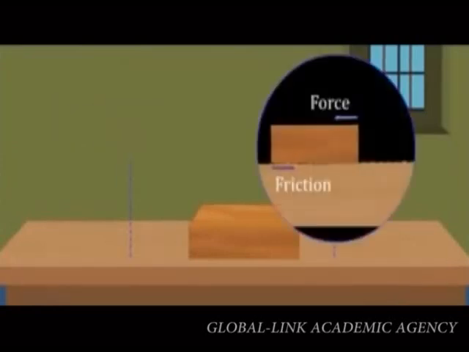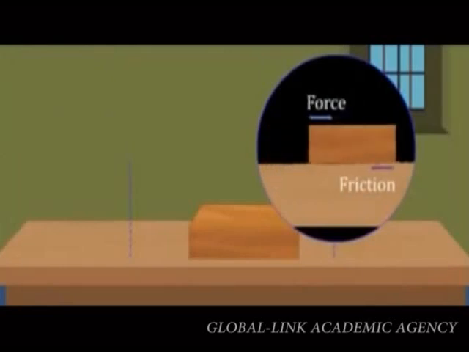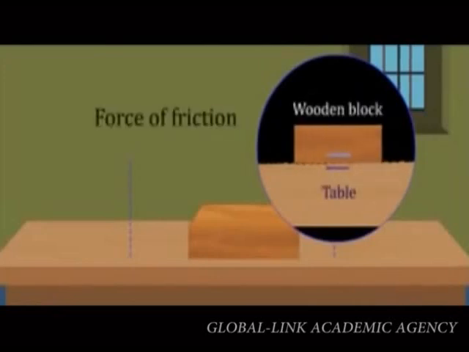If you apply a force along the left, friction acts along the right. If you apply a force along the right, friction acts along the left. In both cases, friction opposes the motion of the wooden block. Friction force always opposes the applied force. In this case, friction acts between the surface of the wooden block and the surface of the table.